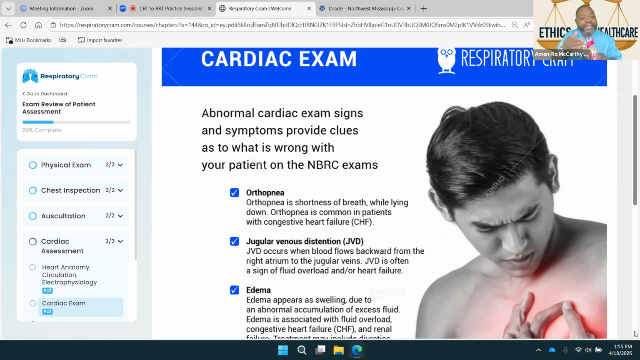Now blood starts backing up, right? Backing up through that superior vena cava and that inferior vena cava. And you can see it pulsating in their jugular vein, right? It's not the artery, it's the jugular vein that is distended. And that's because of the backwards flow from the right atrium to the jugular vein in JVD. Okay, that's a right side heart problem.